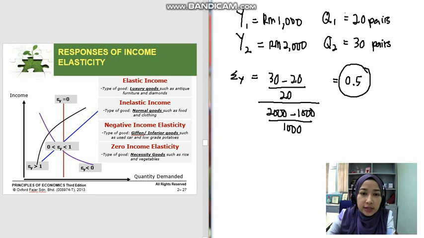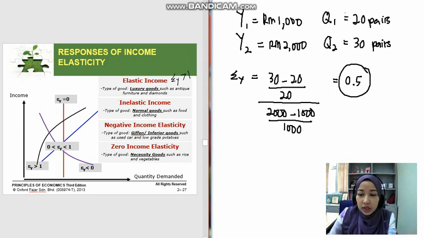Okay, so if you look at this slide here, we have different types of elasticity due to the change in the income level. To explain elastic income, when you do your calculation, your answer will be more than 1. So if you calculate and you get your answer more than 1, it means that the demand is elastic for that particular product. So what types of product do we have elastic income or elastic demand?